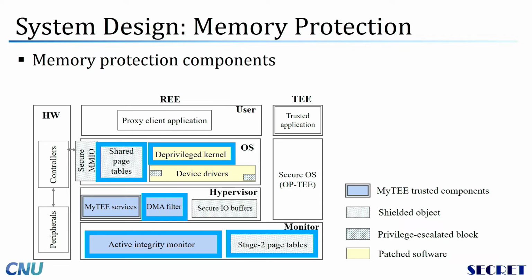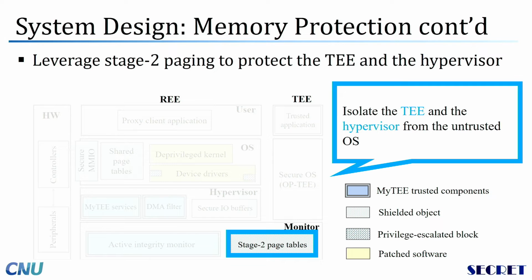This highlighted component aims to protect memory without depending on the TrustZone extension, the TZASC. First, we leverage stage 2 paging to isolate the TEE and hypervisor from the untrusted OS. This is simply performed by removing the mapping to the TEE and hypervisor in the stage 2 page tables. In addition, we isolate the stage 2 page tables in the TEE to protect them even with a compromised hypervisor.